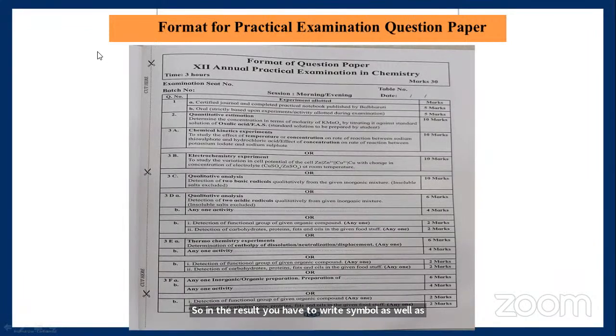Activity is also asked. For the activity, you have to show the setup, and after showing the setup, you have to take a sign. And lastly, you have to write the result for that activity. When you prepare a standard solution, you have to prepare it and show that volumetric flask to the teacher.